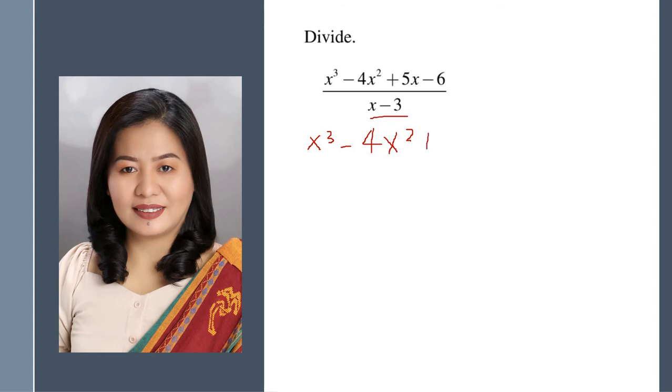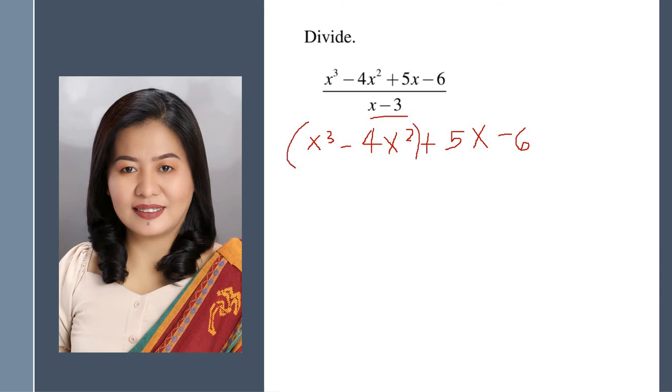Okay, x squared plus 5x minus 6. So how do you think we are going to factor this one so that we will have an x minus 3 factor on top? So, okay, we'll do trial and error first.